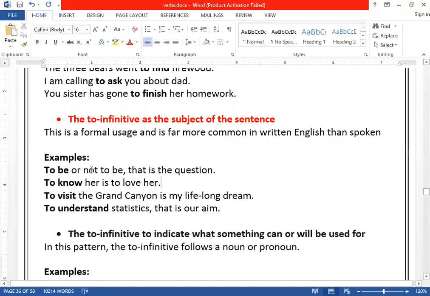Like to be or not to be, that is the question. To be is an infinitive, or not to be is an infinitive. To know her is to love her. To know her is to love her.